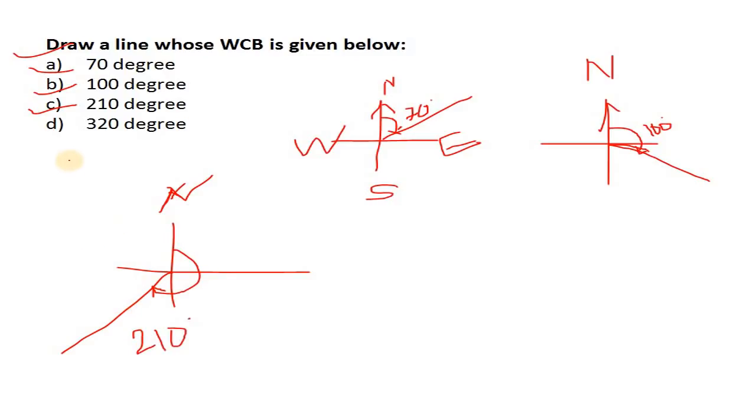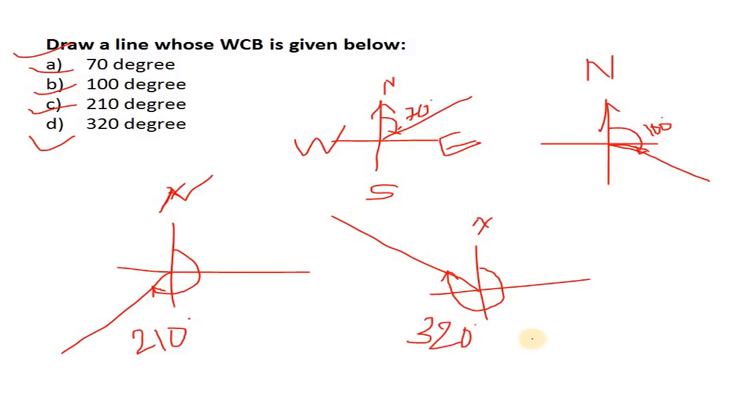Okay, now come to D. 320 degree, draw first. Where will the 320 degree be? This angle is 90 degree, again 90 degree, 90, 90, 180 degree, again 90 degree, 270 degree. 320 is more than 270 degree, and this will come to 360 degree. Then this line will lie here. Here this is your north. So start from north, go up to the line. This will be your 320 degree. This is how you will draw the bearing of a line. I hope you understand this.